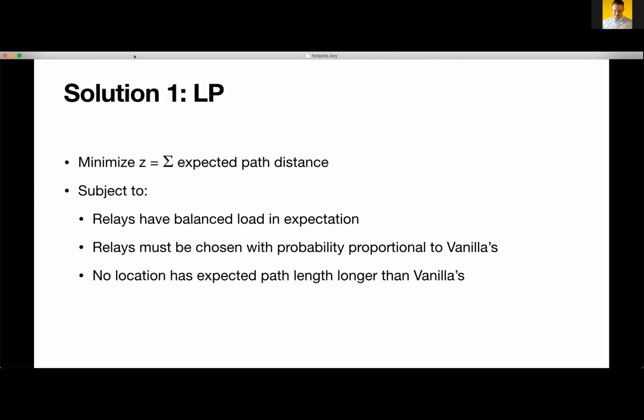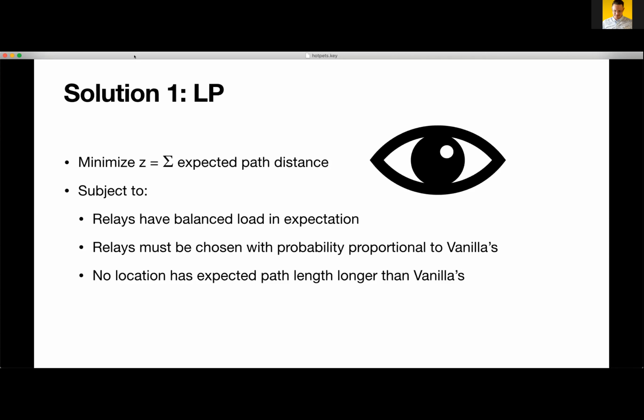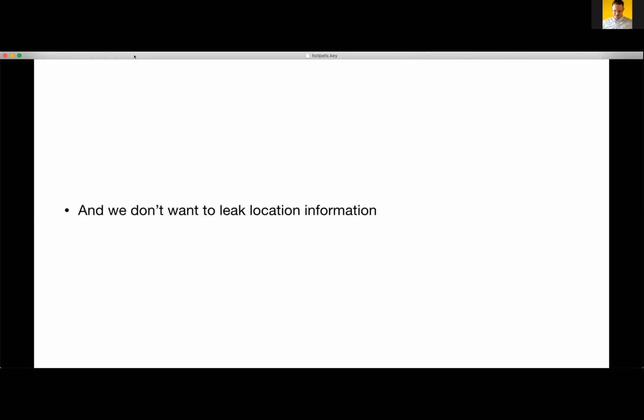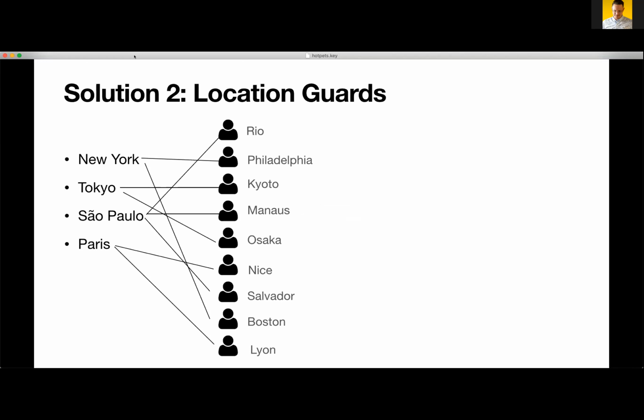I hope you don't feel cheated by me not showing you all the variables and formulations, which I think are largely mechanical. I think the real magic is in the formulation, or viewing the problem this way. And if you squint at this again, you might realize that I left out one constraint, and that is we don't really want to leak location information either. And that's trickier to capture in the framework of an LP, it turns out, or we didn't think of a great way to do that. So we introduced the second idea, which is the idea of a location guard.